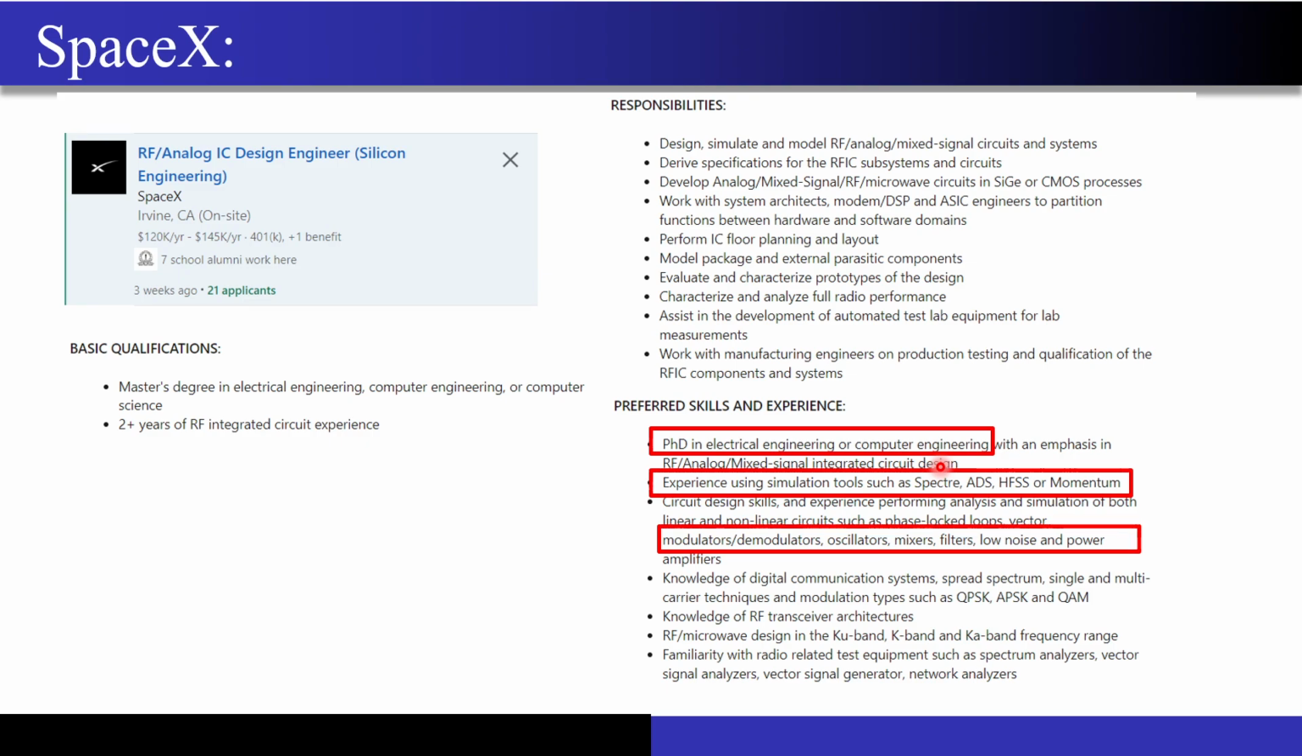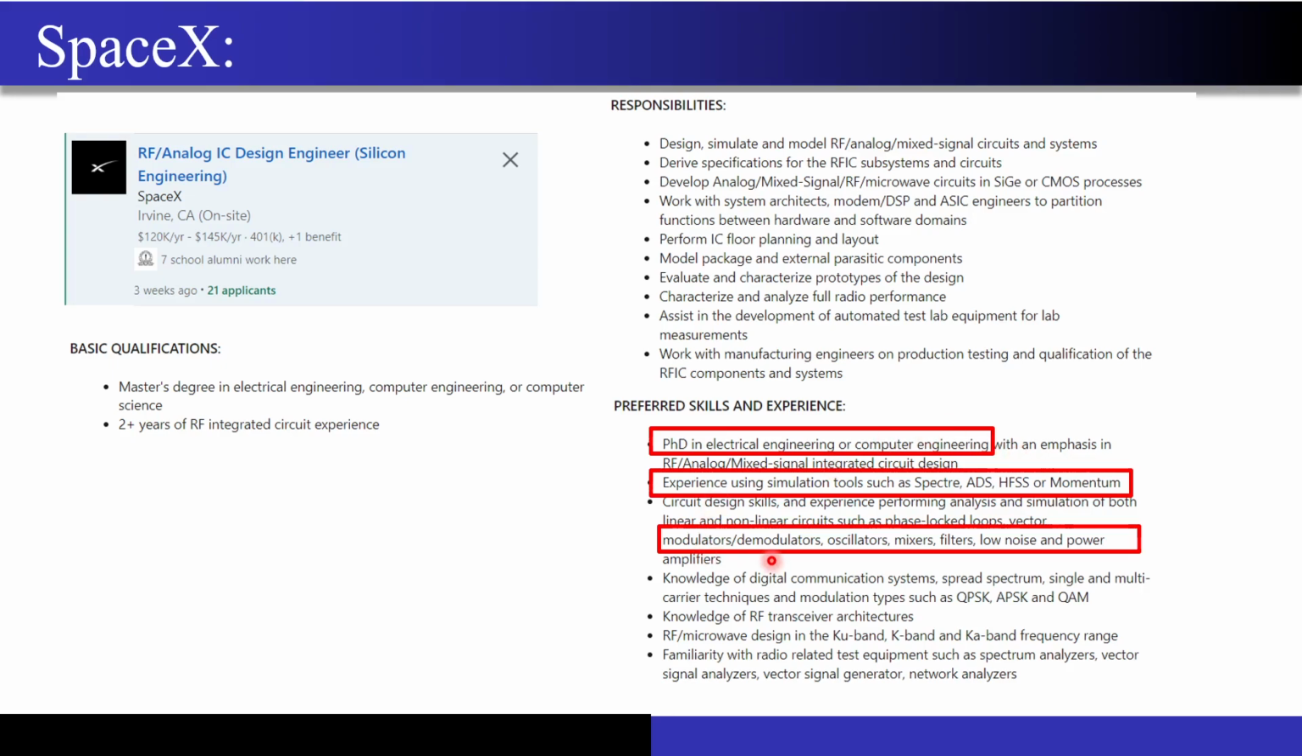I hope till this point it is very much clear what blocks are RF, what blocks are analog, and what blocks fall into the mixed signal category. Correct? They also demand you to have a good amount of experience with simulation tools like Cadence, ADS or HFSS. HFSS is nothing but the 3D EM solver that I told you about. So that image was actually from the HFSS.